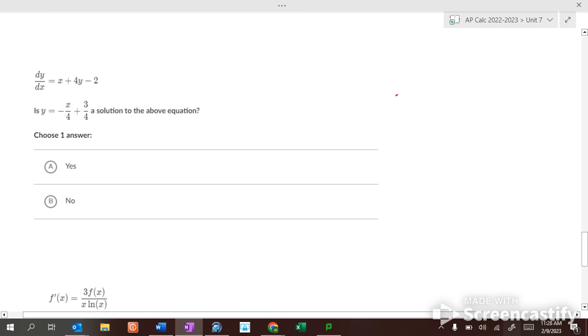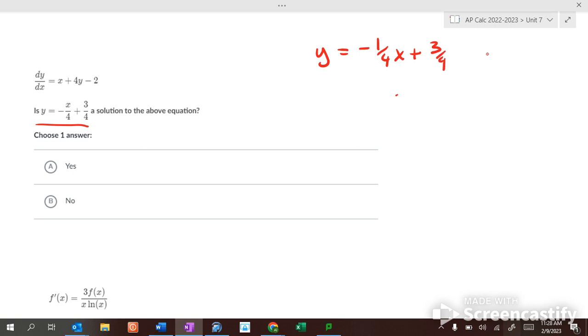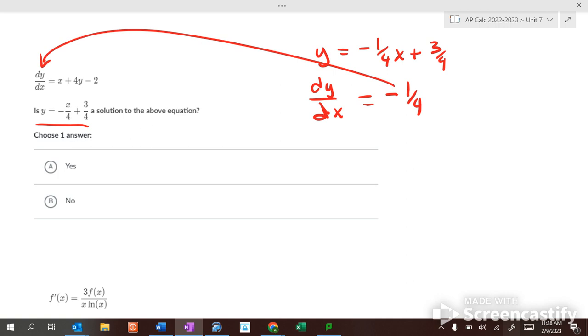All right. Then we're going to be finding solutions to differential equations. So is this a solution to the above equation? To figure out if it's a solution, we have to take the first derivative of this. Well, what's the first derivative of that? Well, y equals negative 1/4 x plus 3/4. So what's dy dx going to be for this function? Negative 1/4. Okay? So we plug negative 1/4 in for dy dx.